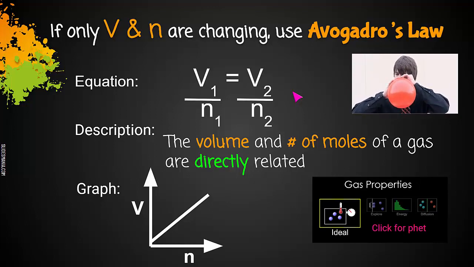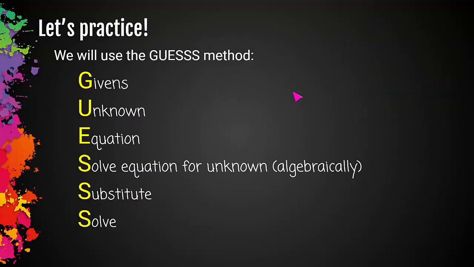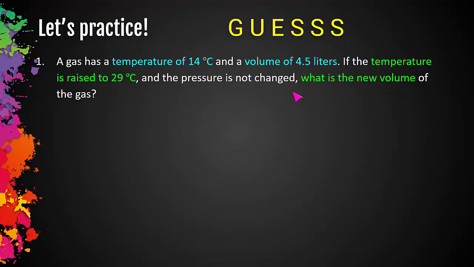They both increase. All right, so we're going to practice looking at some word problems, and all we're going to worry about today is picking out what is the right equation to solve it. So a gas has a temperature of 14 degrees Celsius and a volume of 4.5 liters. If the temperature is raised to 29 degrees Celsius and the pressure is not changed, what is the new volume of the gas? So the first thing we want to consider here is what variables are actually changing, okay? So ask yourself, of the variables, pressure, volume, temperature, and number of moles, which ones are actually changing?